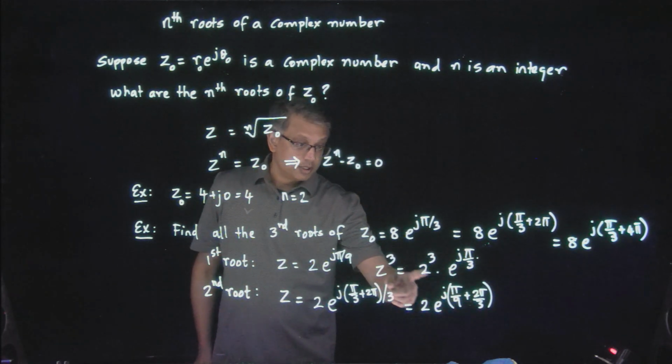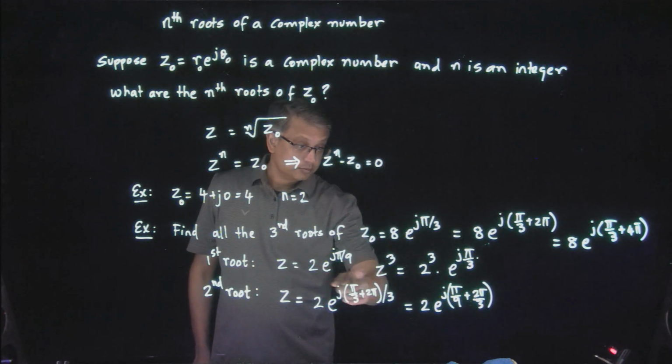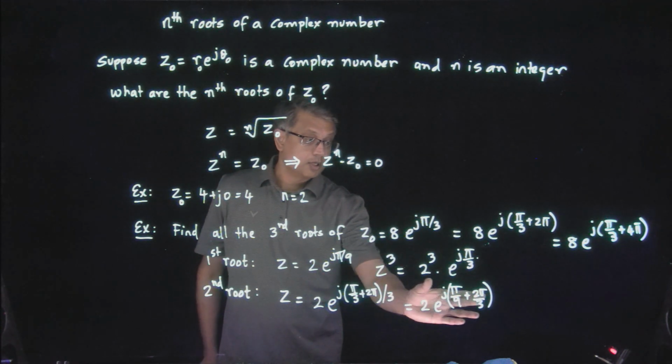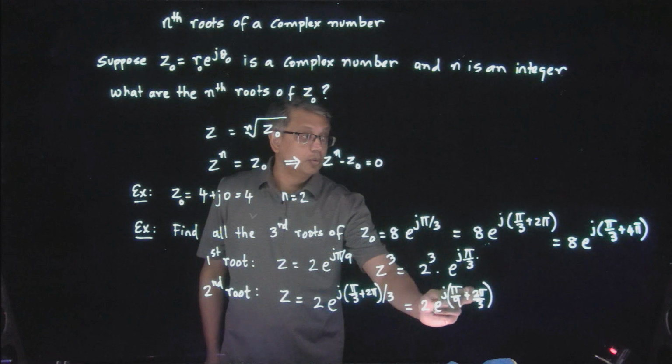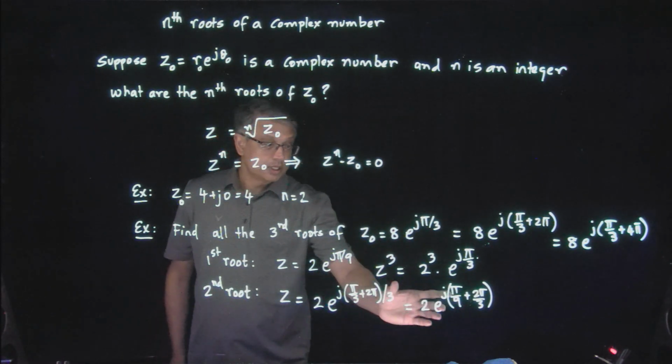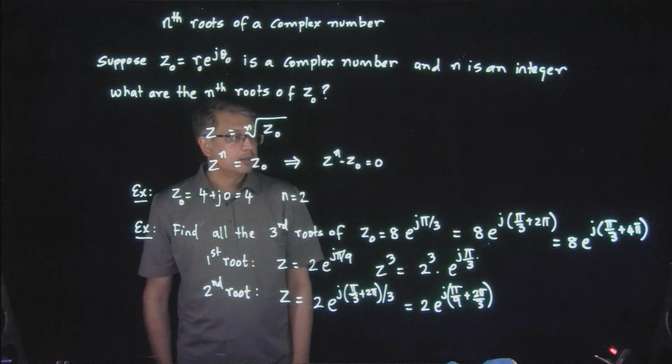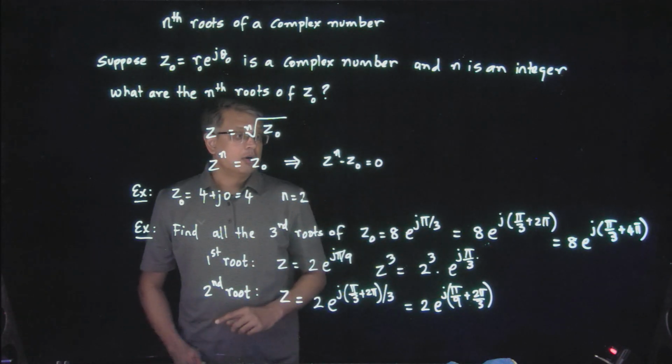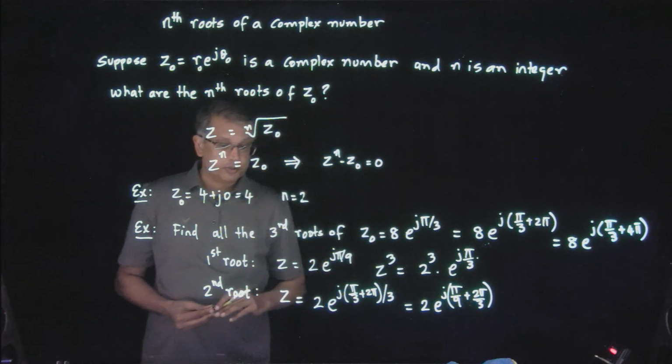Indeed, this complex number is now different from this complex number. Okay, so these two are not the same because notice that there is an extra angle of 2 pi over 3, not 2 pi. So this complex number is indeed different from this complex number, and that's a cubed root of 8 times e to the j pi over 3.